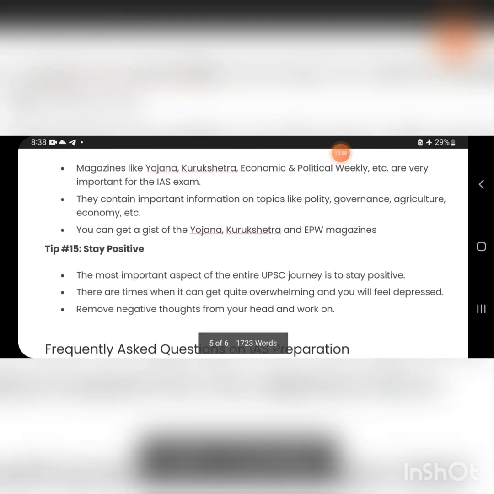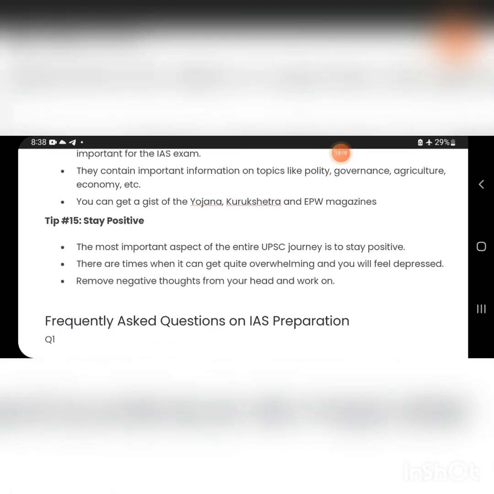So, the last point here, tip number 15, stay positive. The most important aspect of the entire UPSC journey is to stay positive. There are times when it can get quite overwhelming and you will feel depressed. Remove negative thoughts from your head and work on.